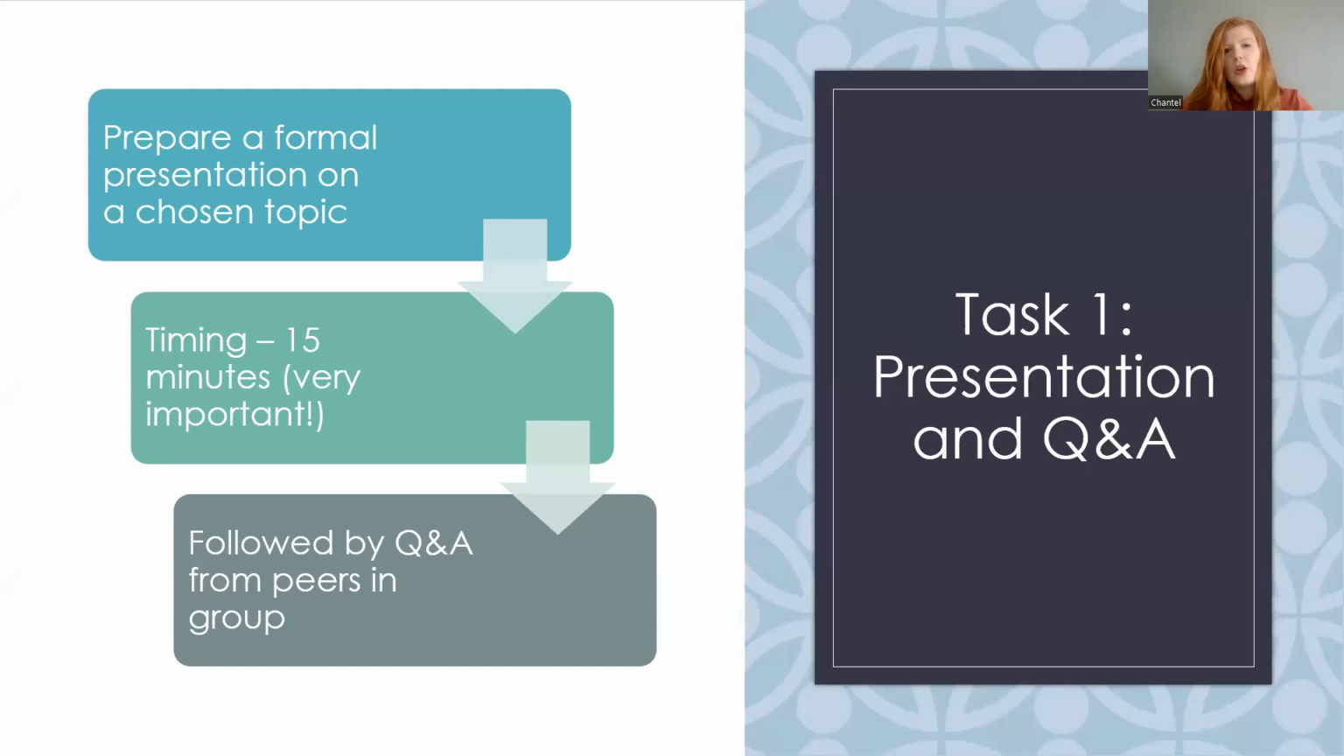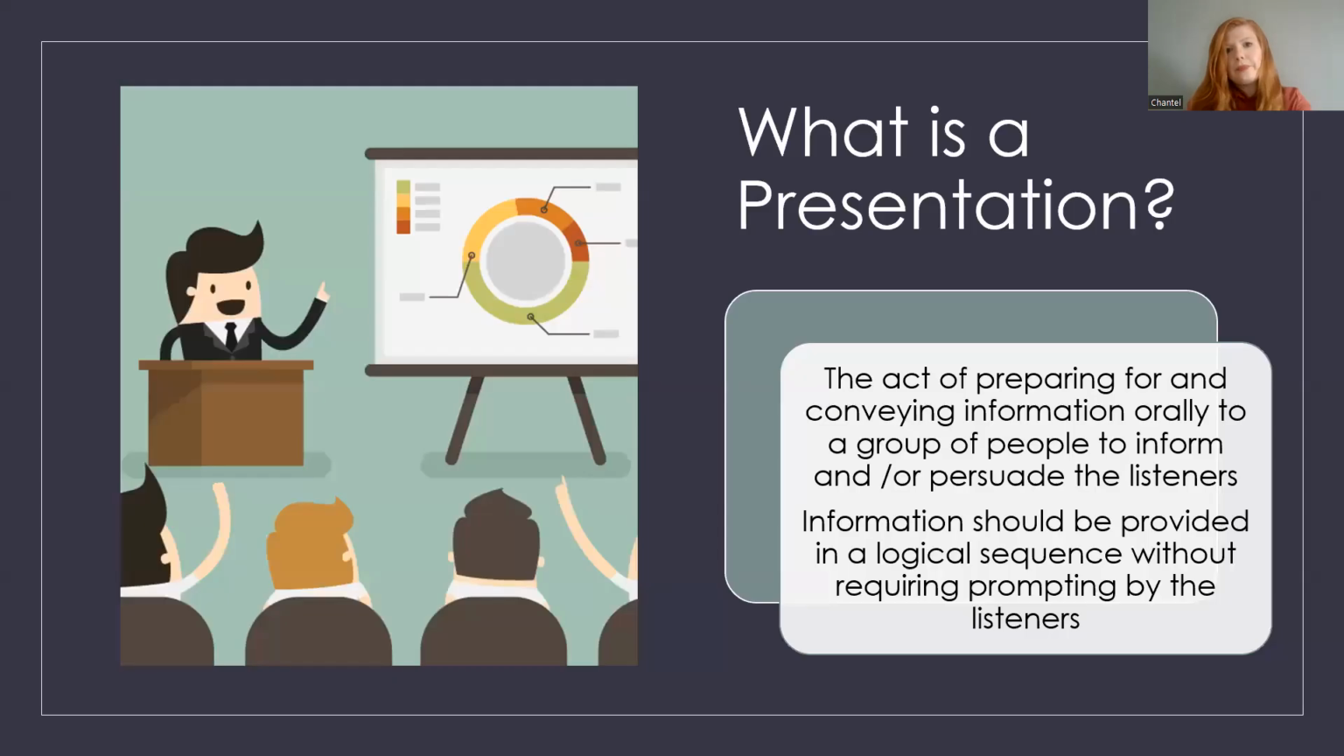So your task 1, your presentation, you will need to prepare a formal presentation on a chosen topic. The timing is 15 minutes long, and this is really important. So the total timing altogether with the presentation and the question and answer session can be 15 minutes long. So that means your presentation might be 10 to 12 minutes, and then you can leave 3 to 5 minutes for questions from your peers afterwards.